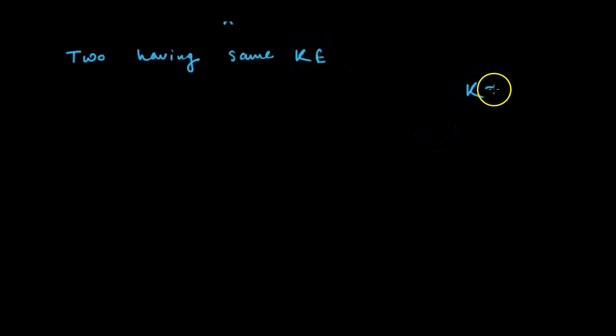Now in the second case we will consider, suppose, two bodies having same K, then what will happen in this case? So we know the value of K is half mv square, and last time we discussed that the values of mass and velocity may be different. So let's consider two bodies again.